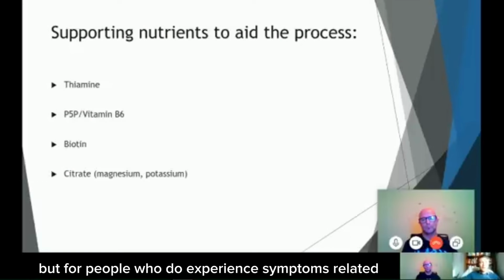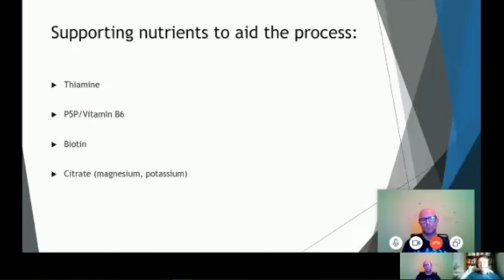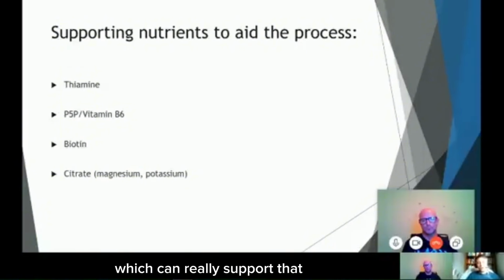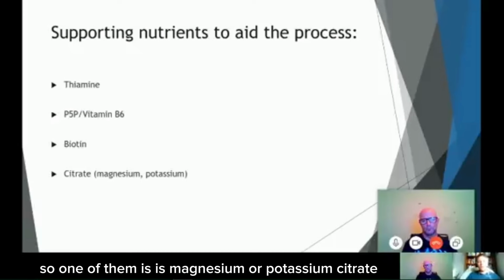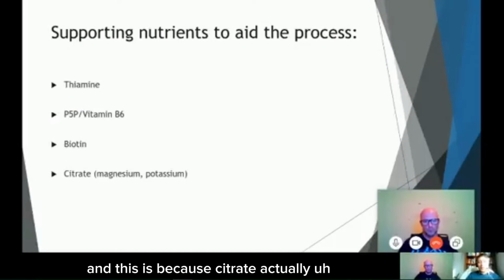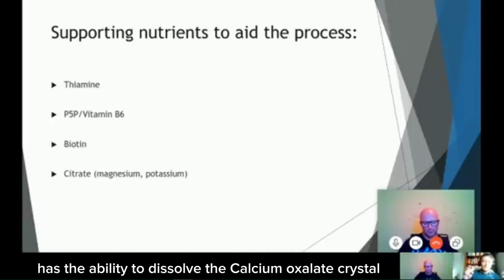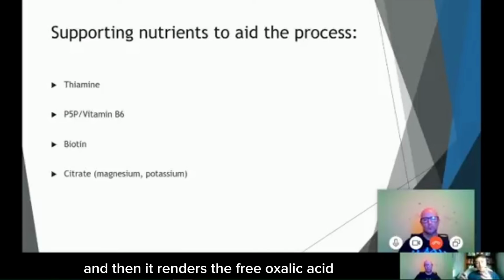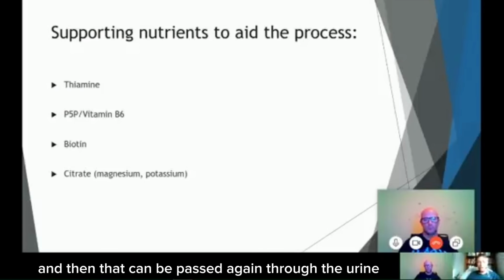But for people who do experience symptoms related, or what they may think is related to oxalate dumping, there are certain nutrients which can really support that. One of them is magnesium or potassium citrate. This is because citrate actually has the ability to dissolve the calcium oxalate crystal. The citrate binds with the calcium, and then it renders the free oxalic acid, and you essentially dissolve it, and then that can be passed through the urine.